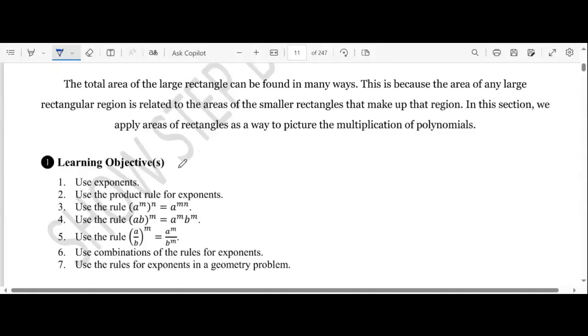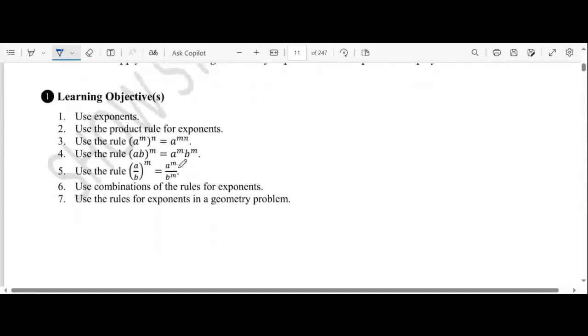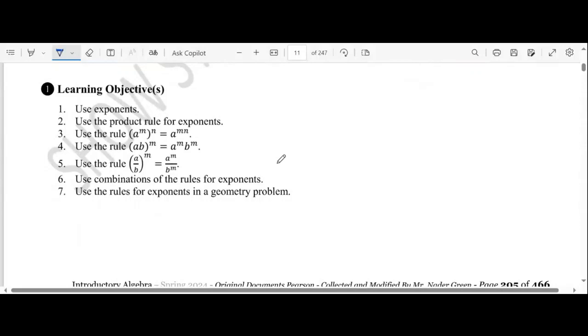So now let's take a look at the objectives. 1, use exponents. 2, use product rule for exponents. 3, use the rule a to the power of m, all to the n. In this case, it will equal what? We're going to multiply the n times the m. So it's going to be a to the m times n.